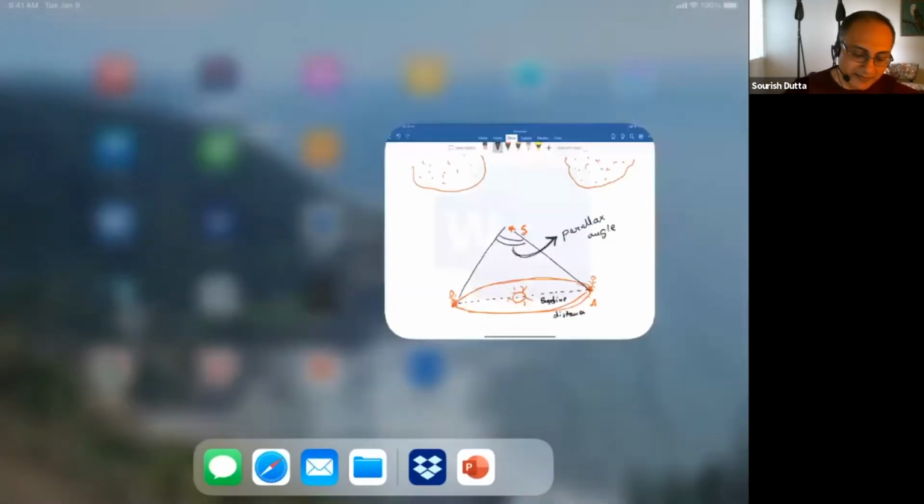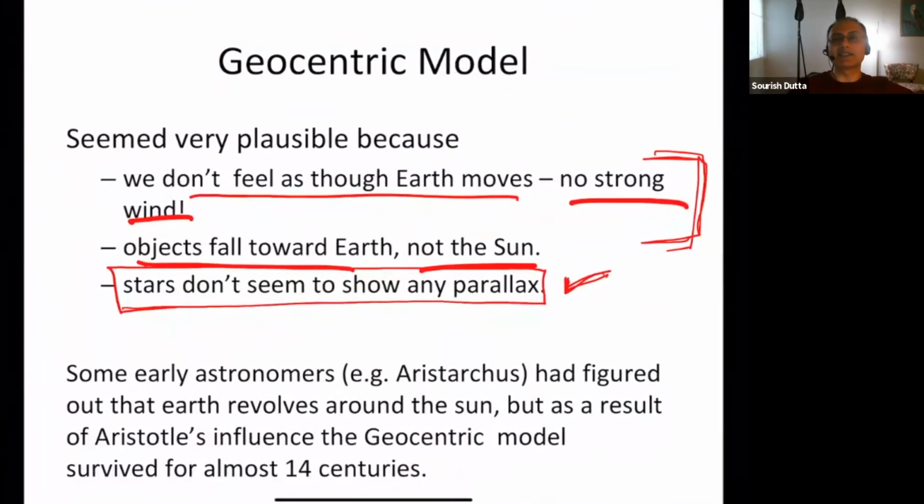But they didn't know that. They just thought that there is no parallax because they just couldn't measure any parallax at all. So the most important reason why people believed in the geocentric model was that the stars never showed any parallax.